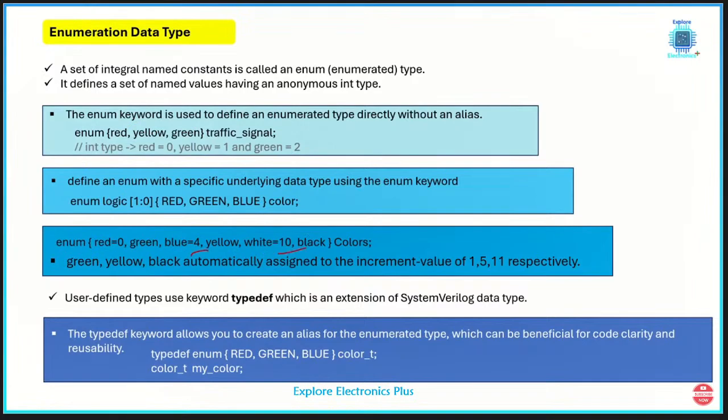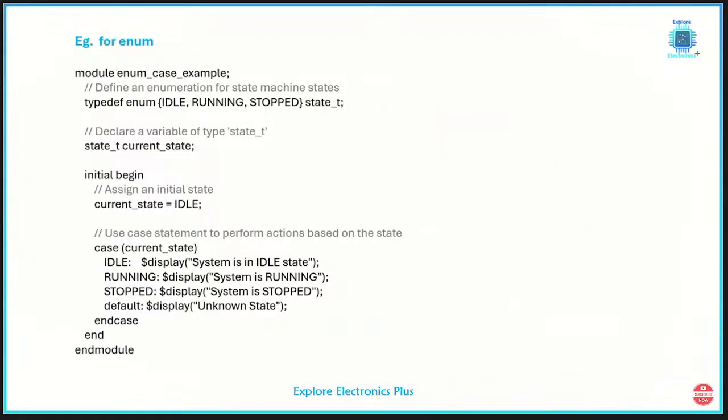And also we can use enum type with user defined types. You can see typedef can be used with this. Typedef enum red, green, blue, color_t. Now color_t is an enum type. You can use color_t and we can define the other variable as my_color. Now we can access red, green, blue through my_color as well. Let us see the example for that.